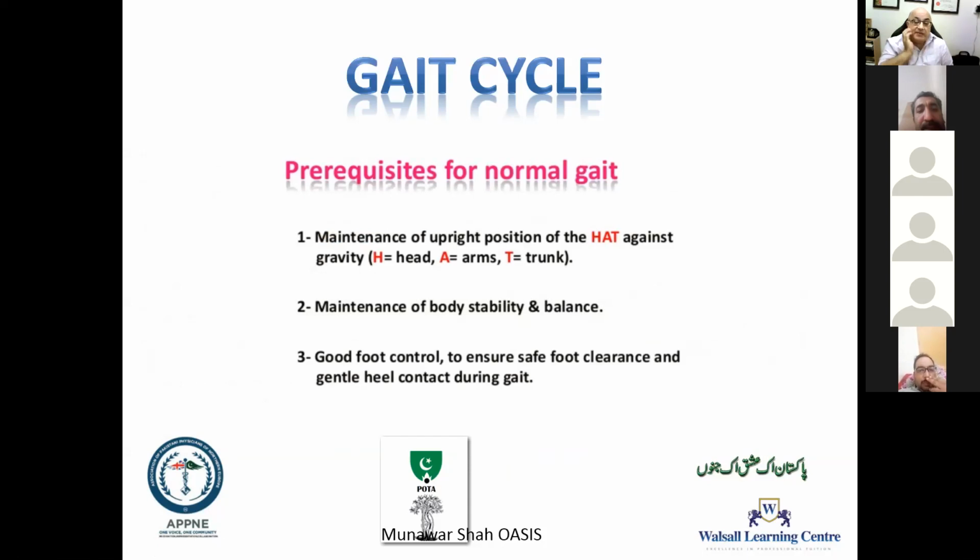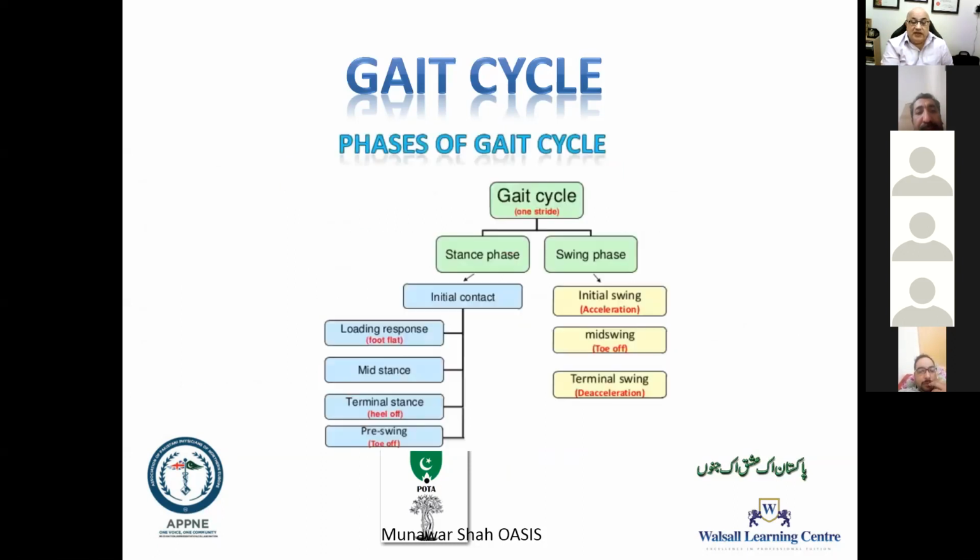Okay, and you have to be able to maintain your balance, and you have to have good foot control. So to have a normal gait, you have to have your head, arms, and trunk work against balance. It's called HAT against balance. You have to have stability, and you have to have good foot control. And as you already know, there is a gait cycle that has a stance phase and a swing phase.